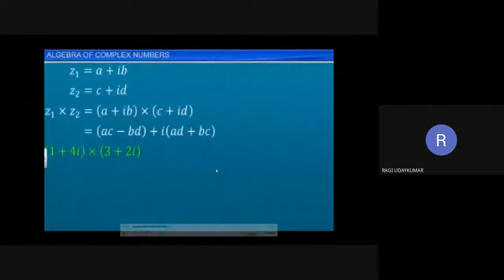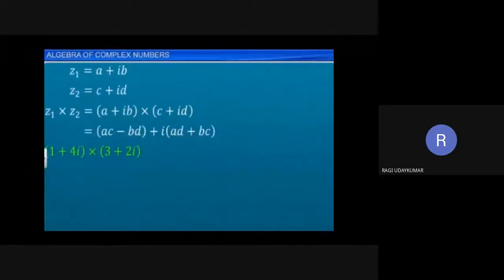Now, multiplication is just like multiplying binomials. Whenever we multiply two numbers, Z1 and Z2, two complex numbers a plus ib and c plus id, a and c should be multiplied. How do we get the multiplication of complex numbers? I'll explain to you on the board. First, you see this one, then after that we will move to the board, and on the board I will explain very clearly.